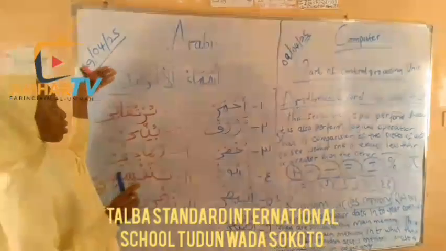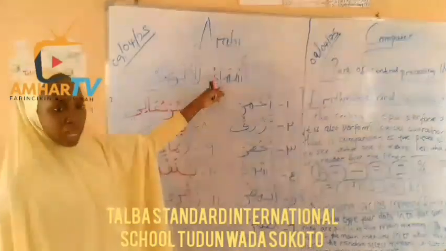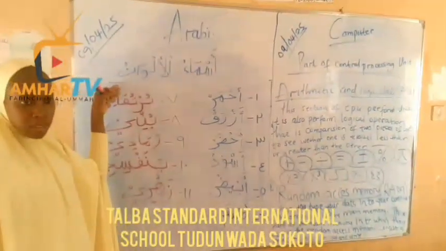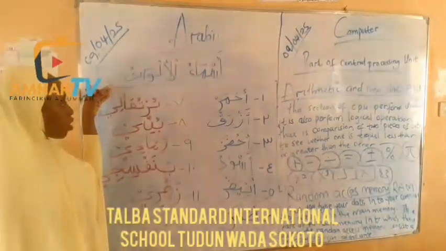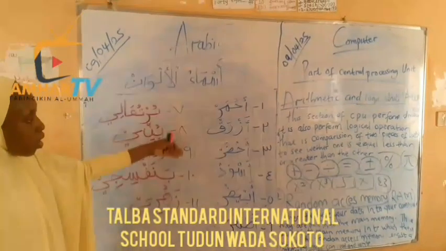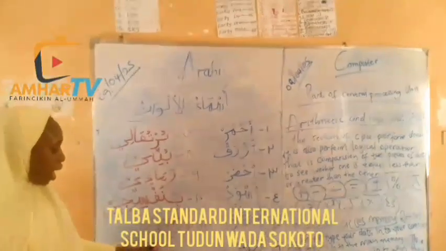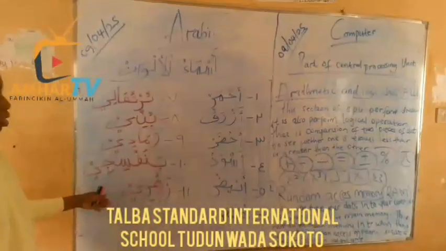That is Asma'ul Alwan in Arabic. Al-Asma means names. Al-Alwan, colors. Asma'ul Alwan, names of colors. Here I wrote 10 names of colors in Arabic.